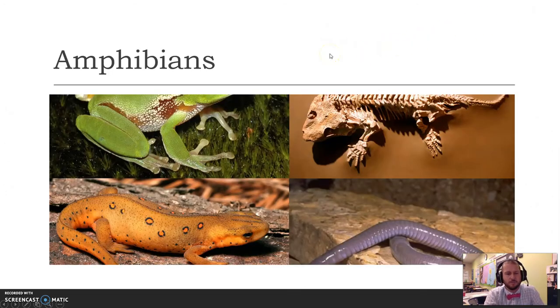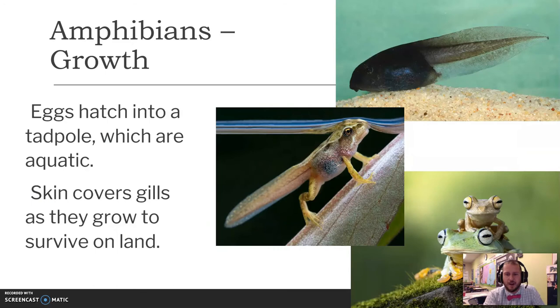Our next animal will be the amphibian. Amphibians are a type of animal that are known for being able to live above water and on land. We'll get to that in just a minute, but if we just talk about amphibian growth, again, amphibians are hatched from eggs. As they hatch, they become what is called a tadpole. Now you'll see the tadpole in the top right picture there. The tadpole doesn't look anything like the bottom right picture.